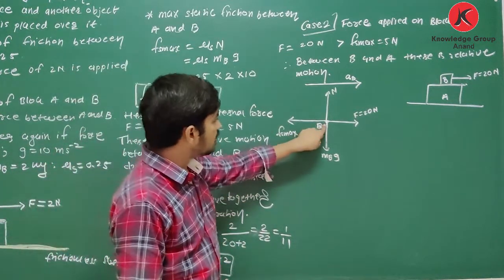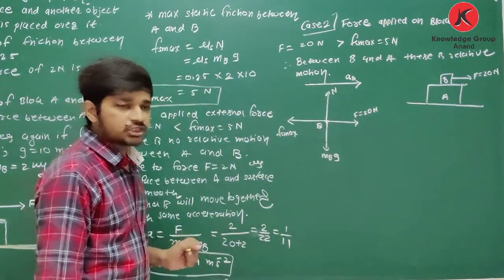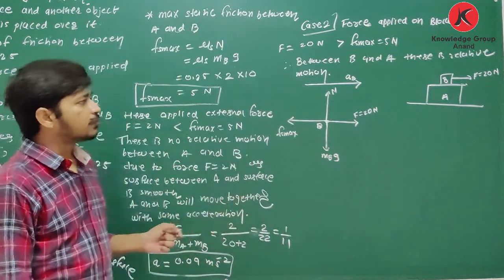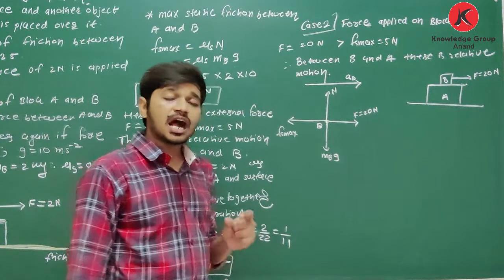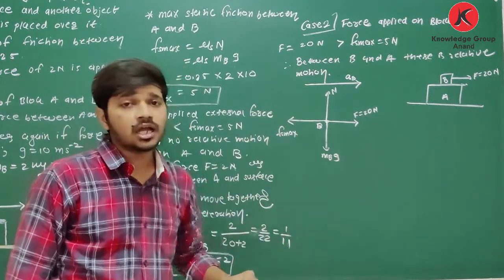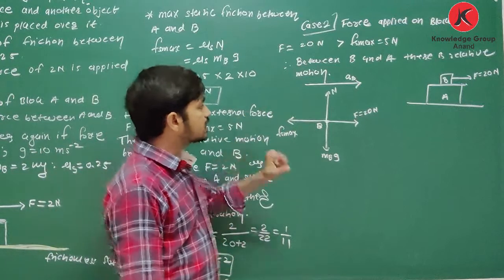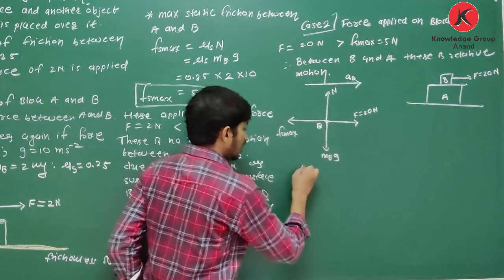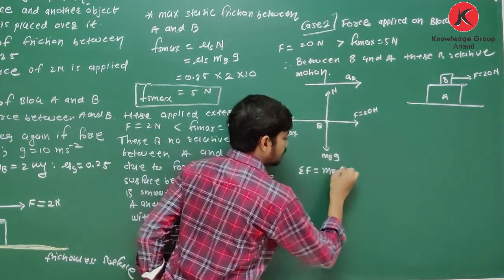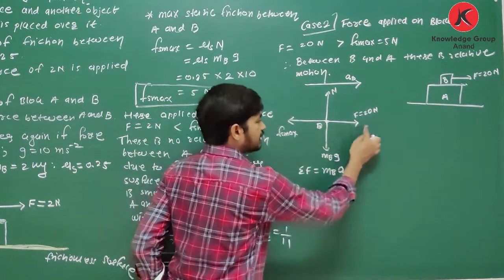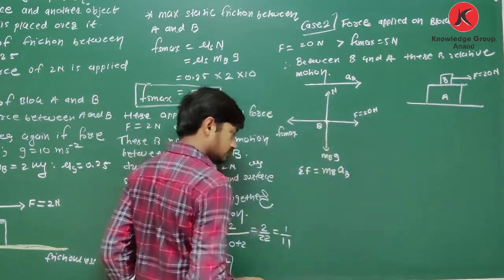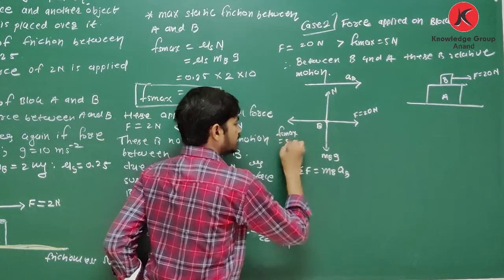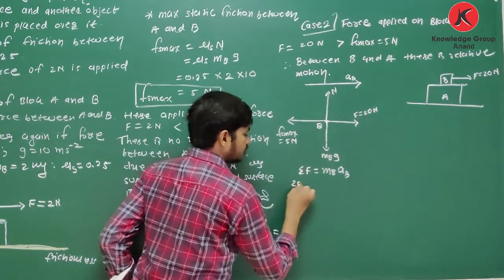Now the accelerations will be different. Why different? Because A and B are moving with respect to each other. In the first case they were moving together, so their acceleration was the same. But in this case, their acceleration will be different. Here is the free body diagram for block B. Sigma F equals mb AB. In the horizontal direction, the forces acting are 20 Newton and Fs maximum, which is 5 Newton. So we can directly write 20 minus 5.